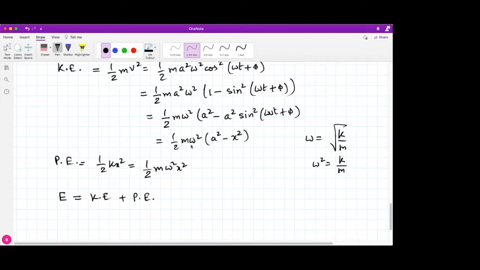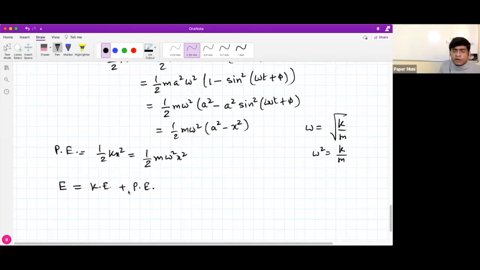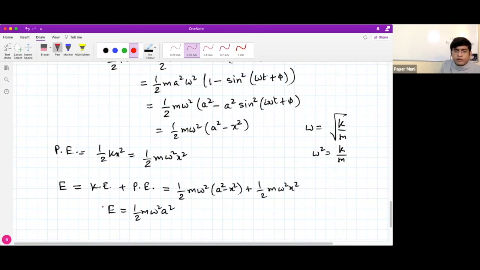So in this case, KE plus PE, all right, this will give you half m omega square times a square minus x square, plus half m omega square x square. All right, so if you see this, the value comes out to be half m omega square a square. Okay. So I could have directly mentioned all these things, but I wanted you to revisit the concept and see the differences.